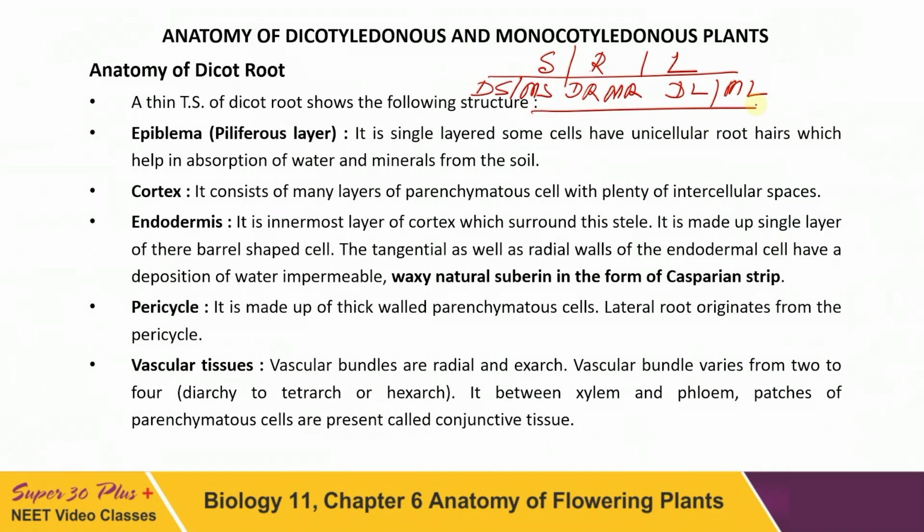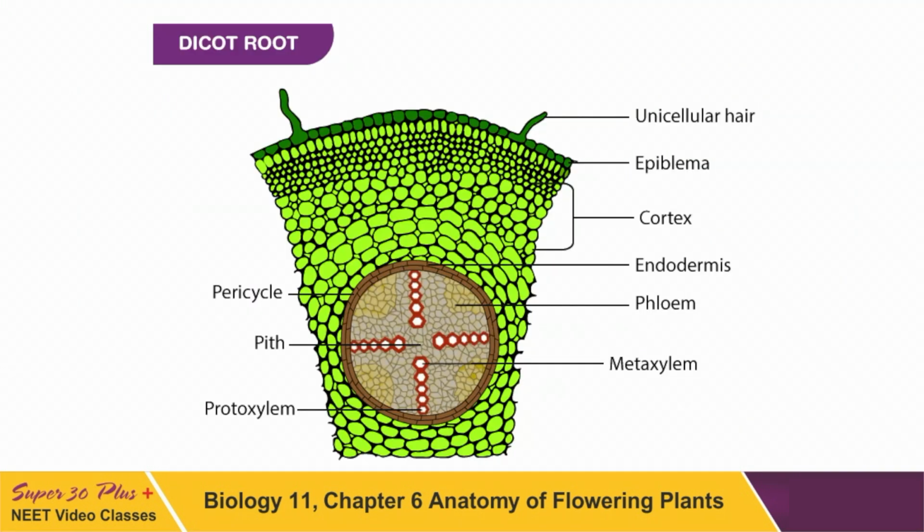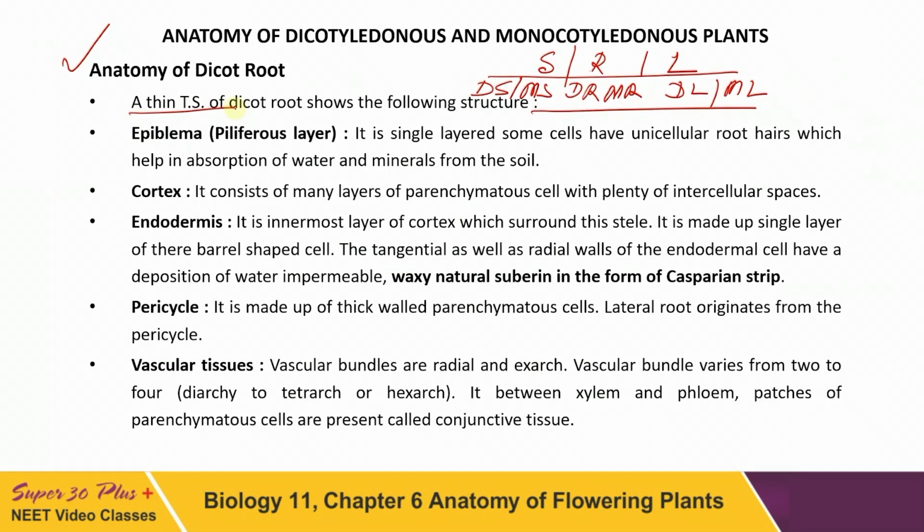Come to the next now. First we have to see the anatomy of the dicot root. Dicot root anatomy we have to see now. To see the internal structure, we have to cut a thin transverse section of the dicot root.